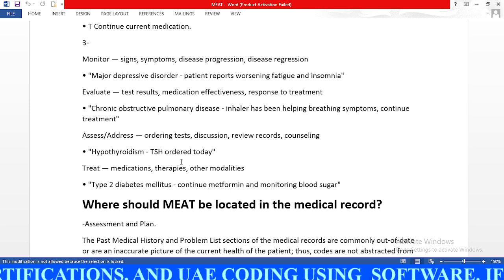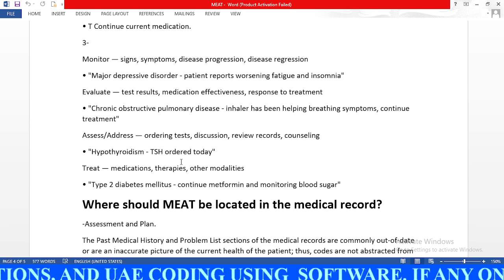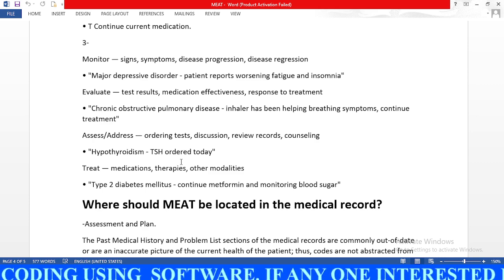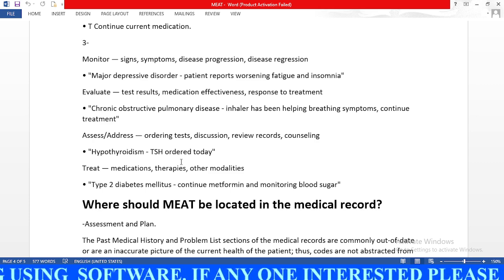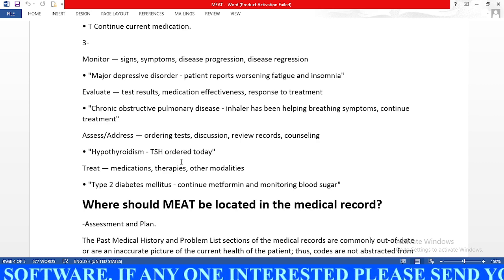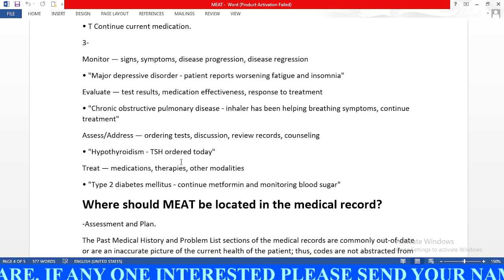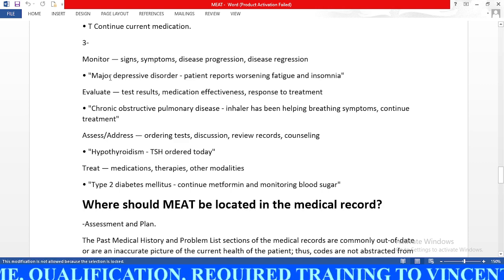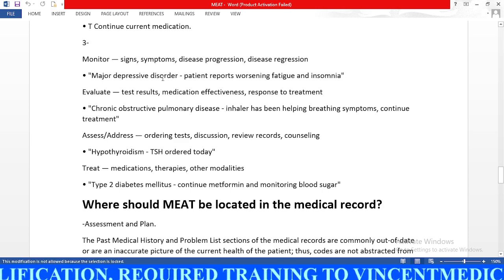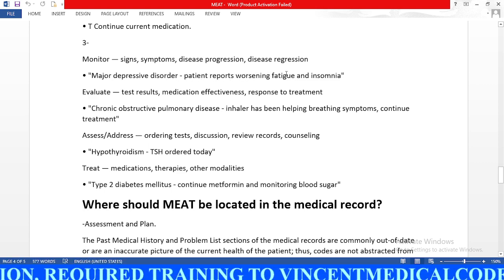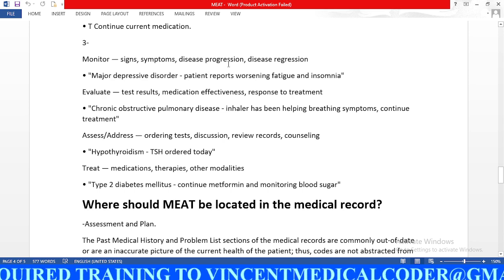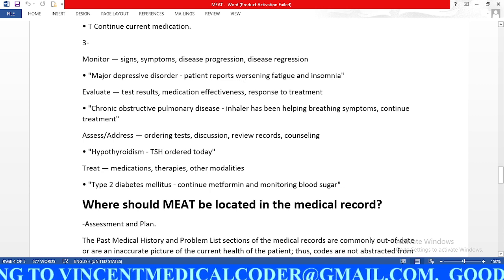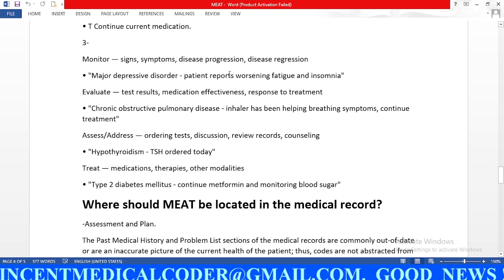So now we will see the third example for MEAT. Here monitor means the patient or physician needs to monitor signs, symptoms, disease progression or disease regression. So we have an example here. Major depressive disorder. Patient reports worsening fatigue and insomnia. So here, in the monitor section, the physician observed the worsening of fatigue, so it will come under monitoring. Worsening fatigue means it will come under disease progression. So the patient has worsening of the condition.